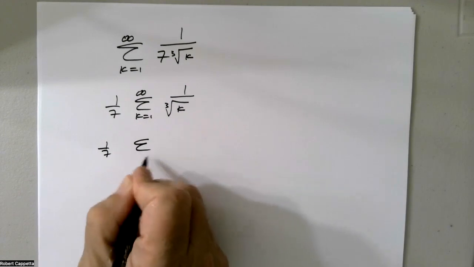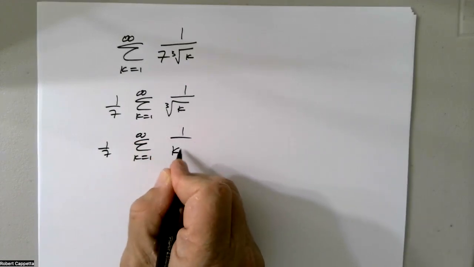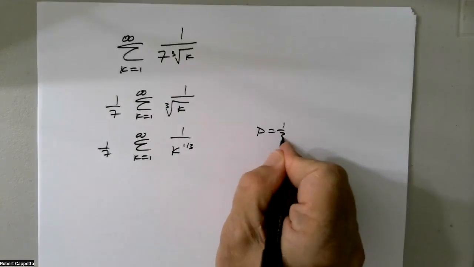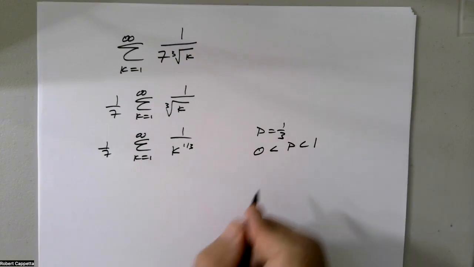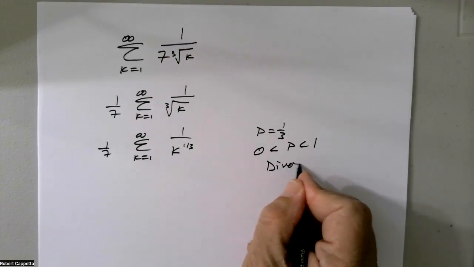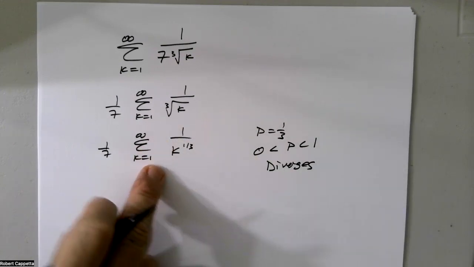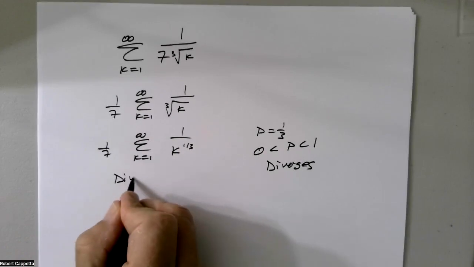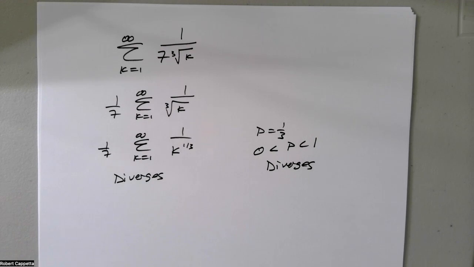which is 1/7 times the sum, as k goes from 1 to infinity, 1 over k to the 1/3. In this situation, p is 1/3, so 0 is less than p is less than 1. In that case, it diverges. So this gets as big as you want. This goes to infinity. 1/7 times infinity is still going to go to infinity. So my conclusion is that this diverges.